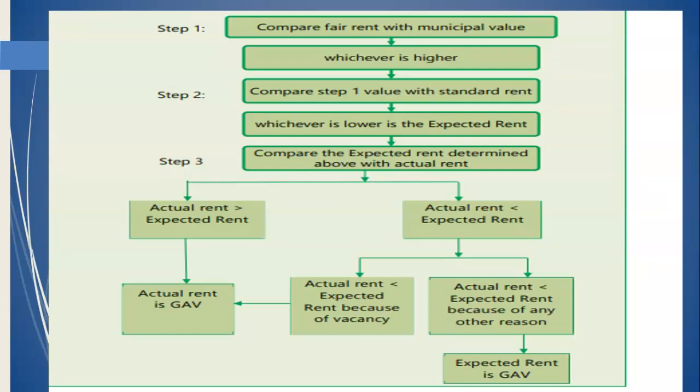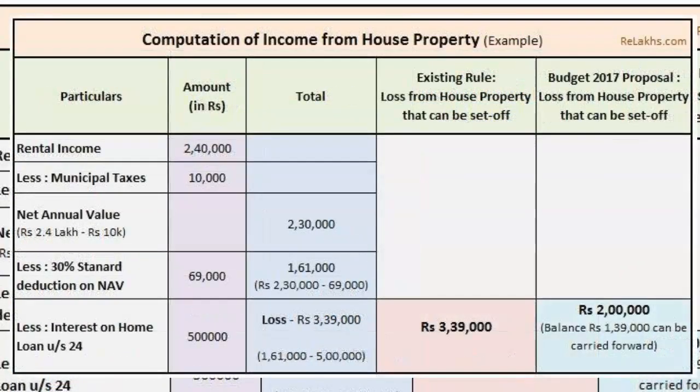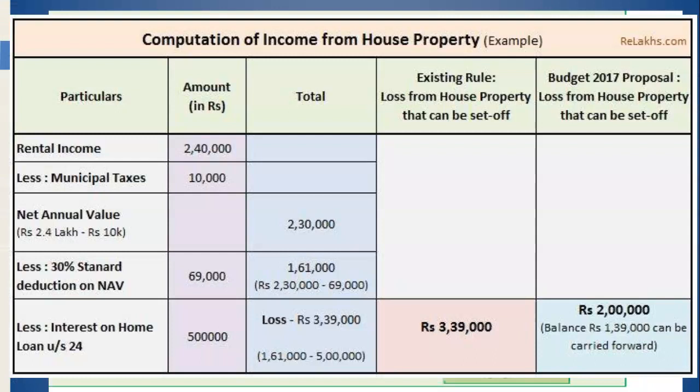Once the net annual value has been arrived at, one needs to give a 30% deduction on net annual value, and after that this has to be reduced by the home loan interest component only. After the deduction of home loan interest component, one can arrive at the income from house property.